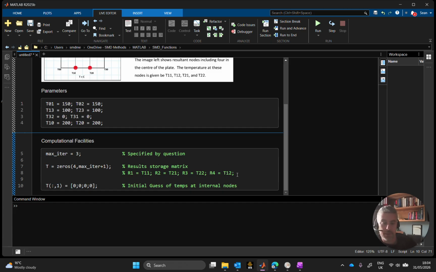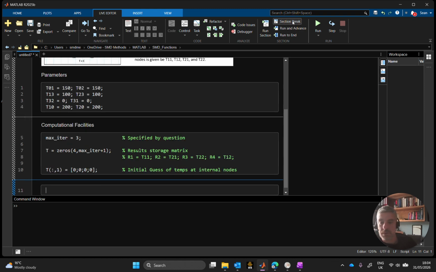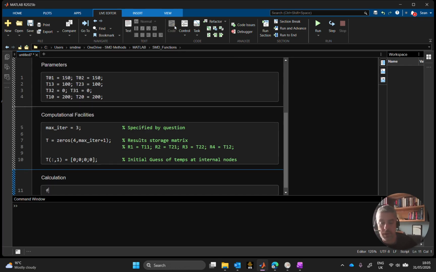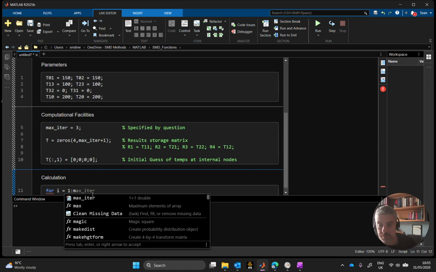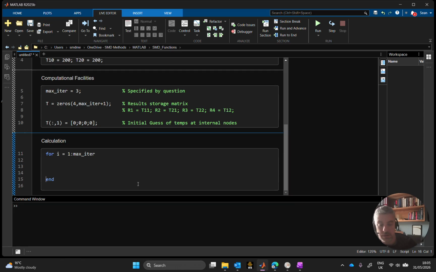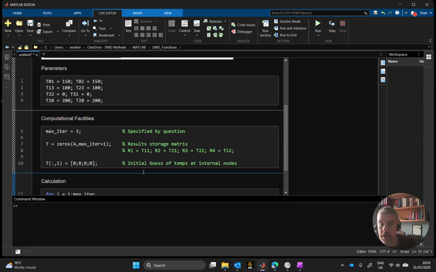Alright, grand. Okay, let's go into a section break. Let's write in text and let's put in a calculation. Let's go back into code and we're writing this in a for loop. So for i equal to 1 up to our max iteration, it's going to be doing 3 of these. And I'm going to have to code in a couple of formulas.